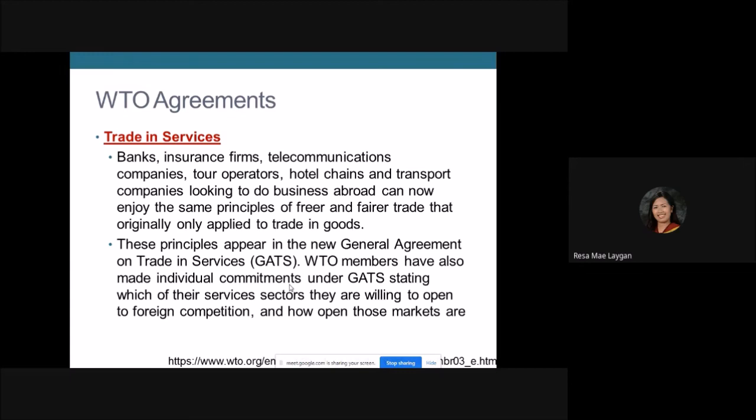So here, with the principles under the new General Agreement on Trade and Services or GATS, yung mga WTO members have also made individual commitments stating which of their services sectors are willing to open to foreign competition and how open those markets are. So this is more on the trade in services.